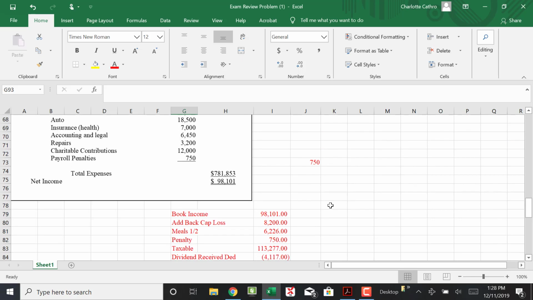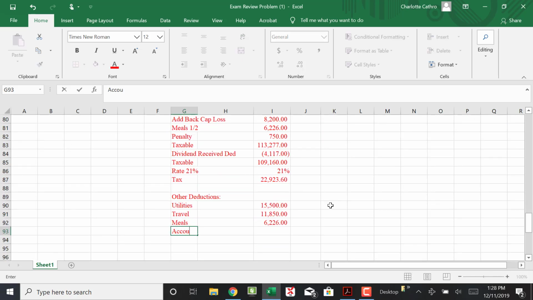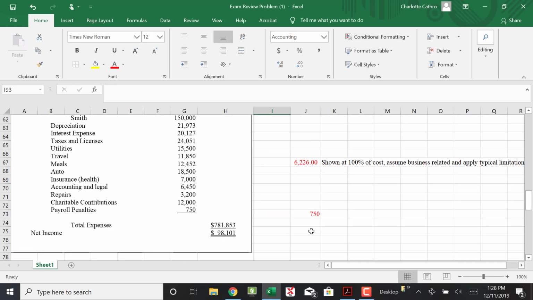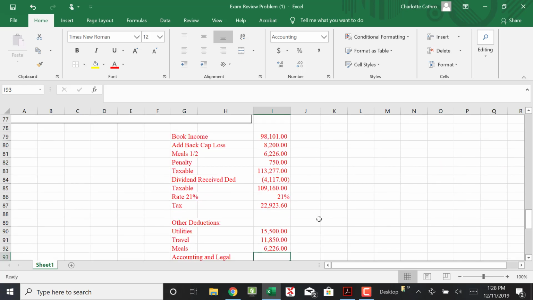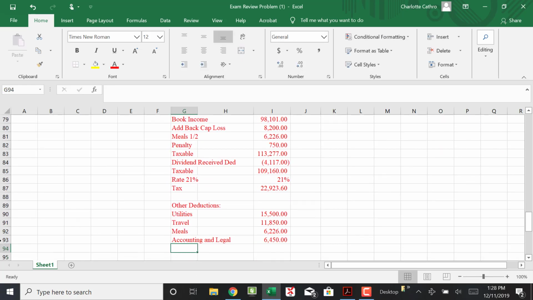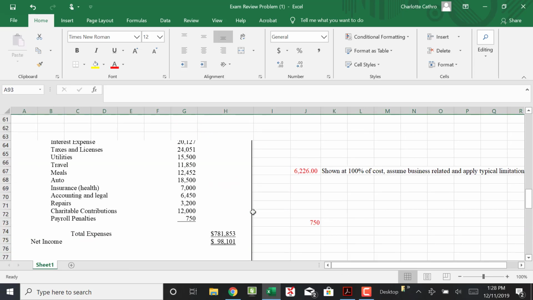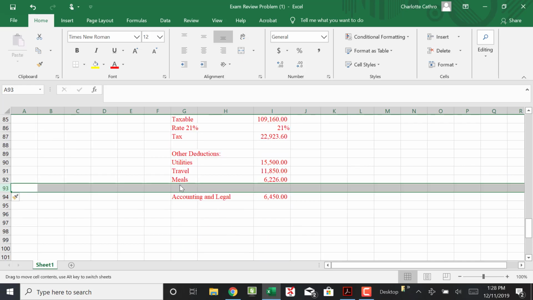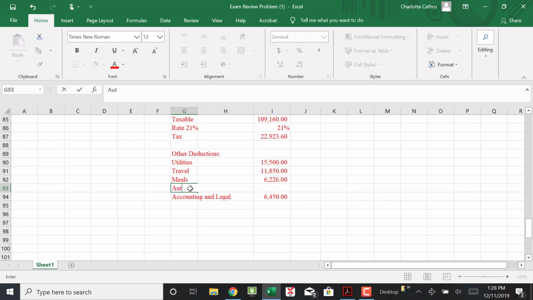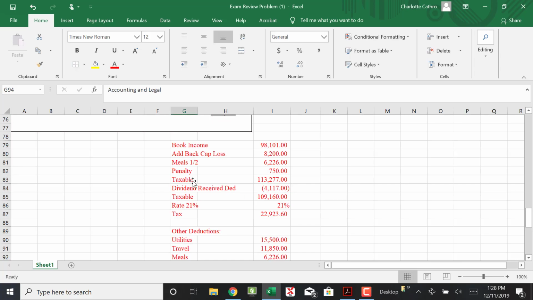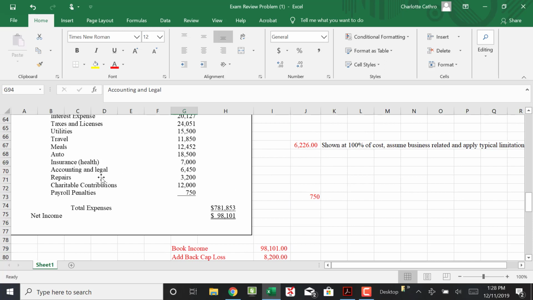And accounting and legal. Accounting and legal, $6,450. And it looks like I missed one. The auto, $18,500. Okay. Finally, the charitable contributions.